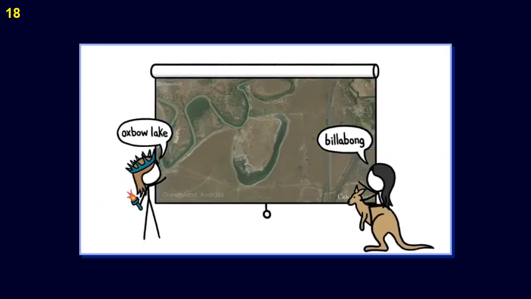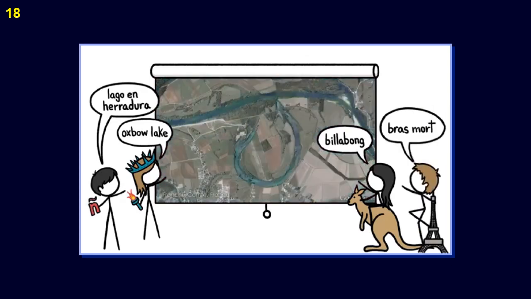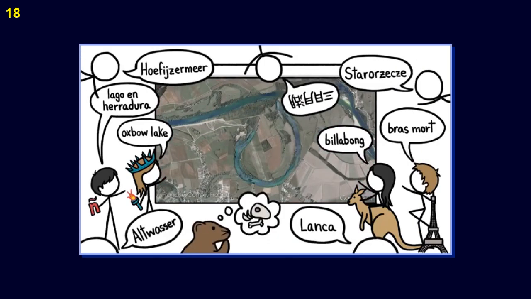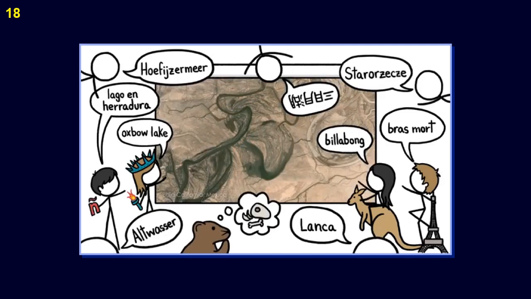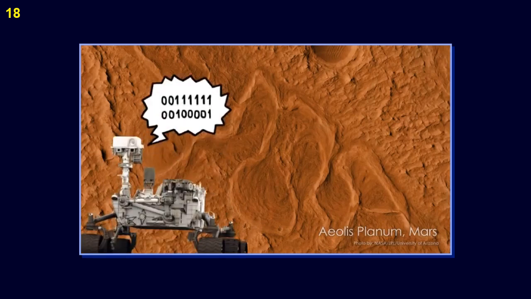Or a billabong. Or un lago en herradura. Ou un bras mort. We have lots of names for these lakes, since they can occur pretty much anywhere liquid flows, or used to. Which brings up an interesting question. What do the Martians call them?